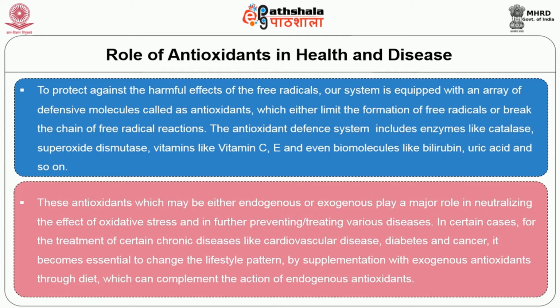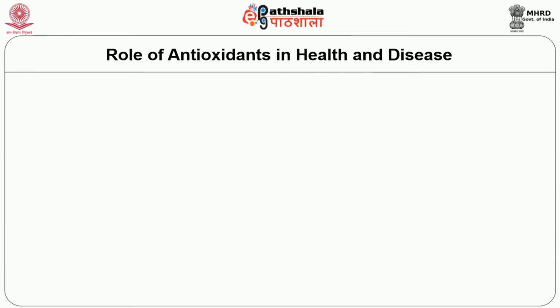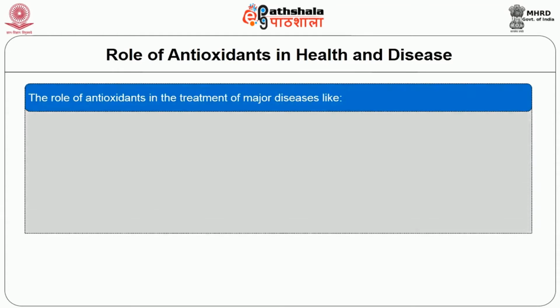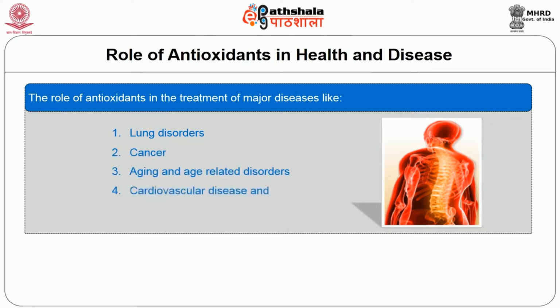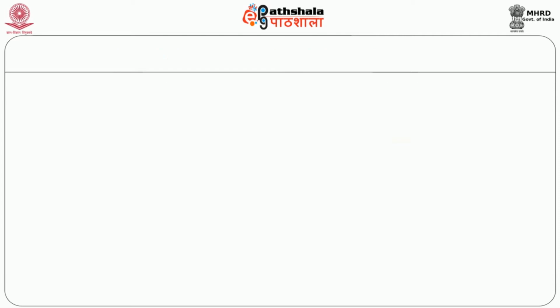In certain cases, for the treatment of chronic diseases like cardiovascular disease, diabetes, and cancer, it becomes essential to change the lifestyle pattern by supplementation with exogenous antioxidants through diet, which can complement the action of endogenous antioxidants. Let us now see in detail the role of antioxidants in the treatment of major diseases like lung disorders, cancer, aging and age-related disorders, cardiovascular disease, and liver disorders.